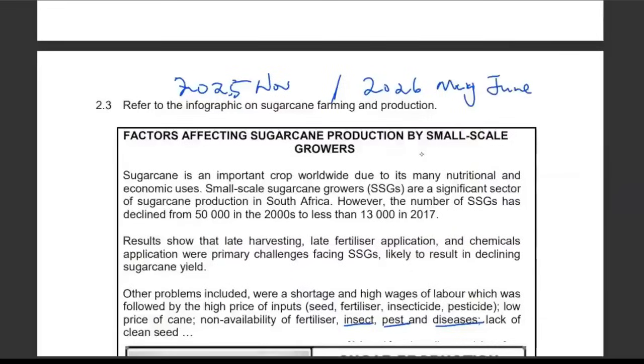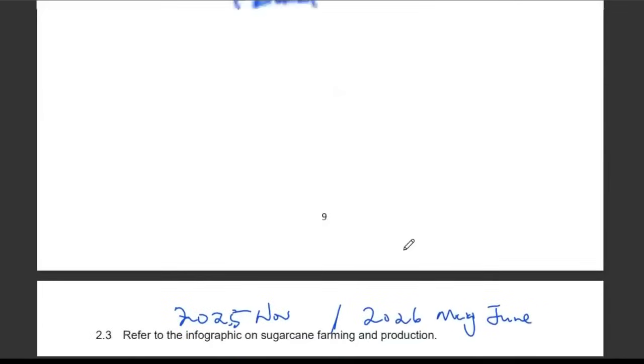So for those who are writing the 2025 November examinations, it means for your June examinations, you'll be examined on sugarcane production as a primary product, as your agricultural product. And also for the prelims, you'll be examined on sugarcane as your primary product, and also for your final examinations in November. And the same is going to happen for those who are going to write in May, June 2026. So for that reason, you must know your areas of specialization for your exam session. So for 2025, your primary farming product is sugarcane.